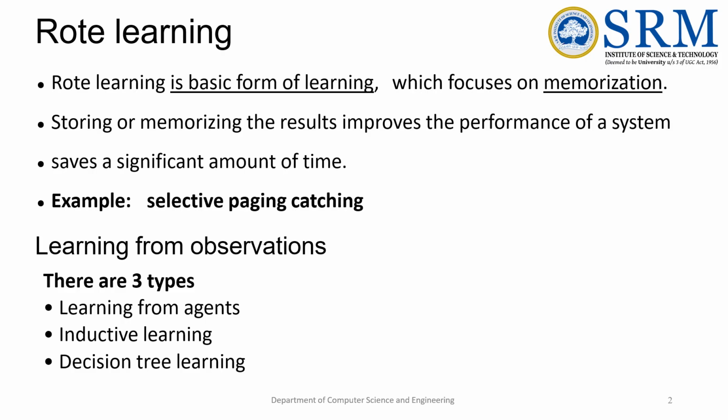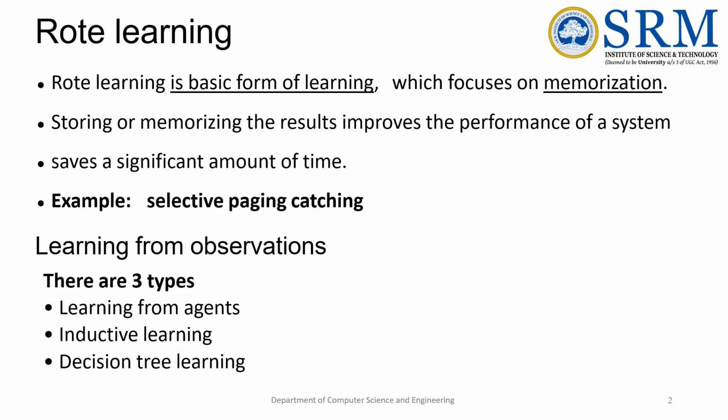So to summarize, rote learning is a basic artificial intelligence learning technique in which knowledge is acquired through memorization and later retrieved for solving identical problems. It provides a fast response but lacks reasoning, understanding, and the ability to adapt to new situations. So we'll be moving to the next topic, learning from observation.